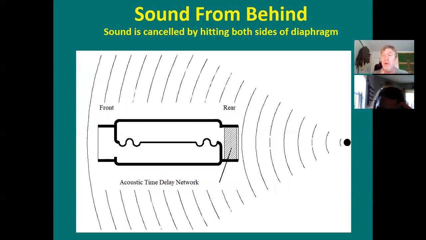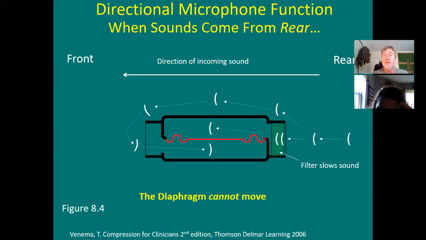Okay, now look what happens when sound comes from behind. When sound comes from behind, it gets canceled out because it's going to hit both sides of the diaphragm. Watch this. Follow the little white lines here. Sound coming from the rear gets slowed down by the filter jammed in the back door. Meanwhile, the rest of the sound carries on, goes around, and comes in the front door.